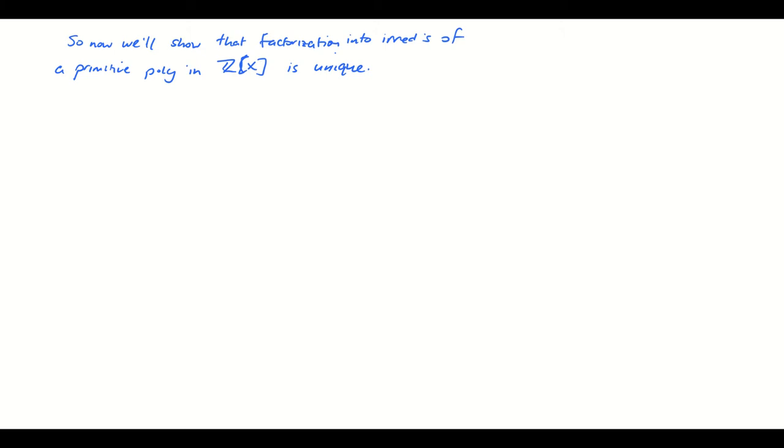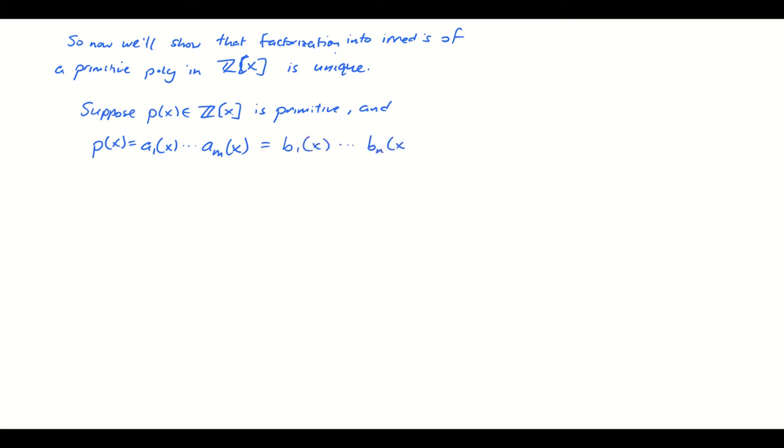So to do that, we're going to let it have two factorizations. Suppose P of x in Z[x] is primitive. And let's let it have two factorizations. So P of x equals a1 of x through am of x. And I realize I'm reusing m and n. I apologize. I was running out of good letters for integers. So let's suppose these are irreducible factorizations of P of x in Z[x]. So in other words, each of these polynomials, a sub i, b sub j, is an irreducible polynomial in Z[x].